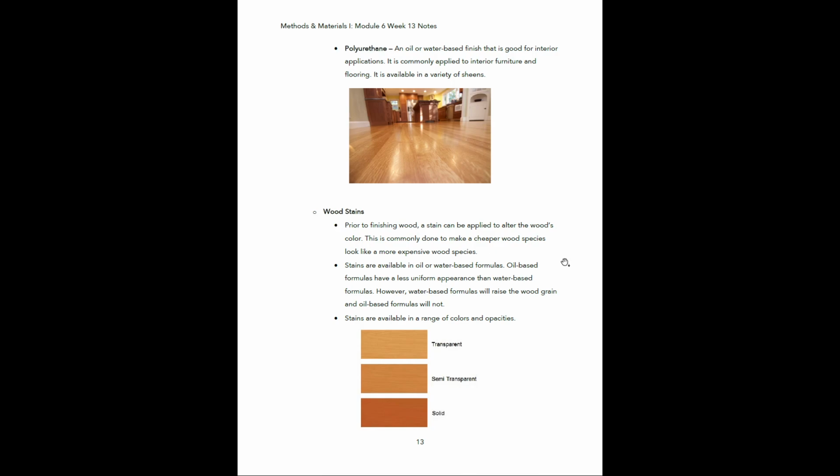So prior to finishing wood, a stain can be applied to alter the wood's color. This could be done purely for aesthetic reasons, or it is also commonly done to make cheaper wood species look like a more expensive wood species. So let's say you had a really fancy type of wood that you wanted to emulate. Maybe it's like a cherry or something. Well, if you had a cheaper wood species, maybe like poplar or something like that, you could get a special stain that's meant to mimic the appearance of cherry or mahogany and apply it to that cheaper wood and actually make it look like it's a more expensive wood species than it is to save some money.